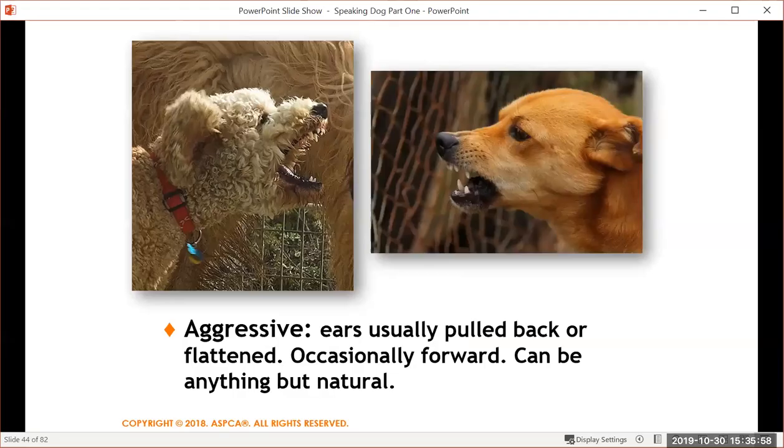Okay, next slide. Now when we're looking at dogs that are showing aggressive behavior, it's a little harder because typically the ears are not going to be in their natural position. But they could be pulled back, they could be flattened, or they could be forward. Pretty much anything but natural goes when it comes to aggressive responses, and they're pretty much specific to the dog and to the motivation for the aggression.